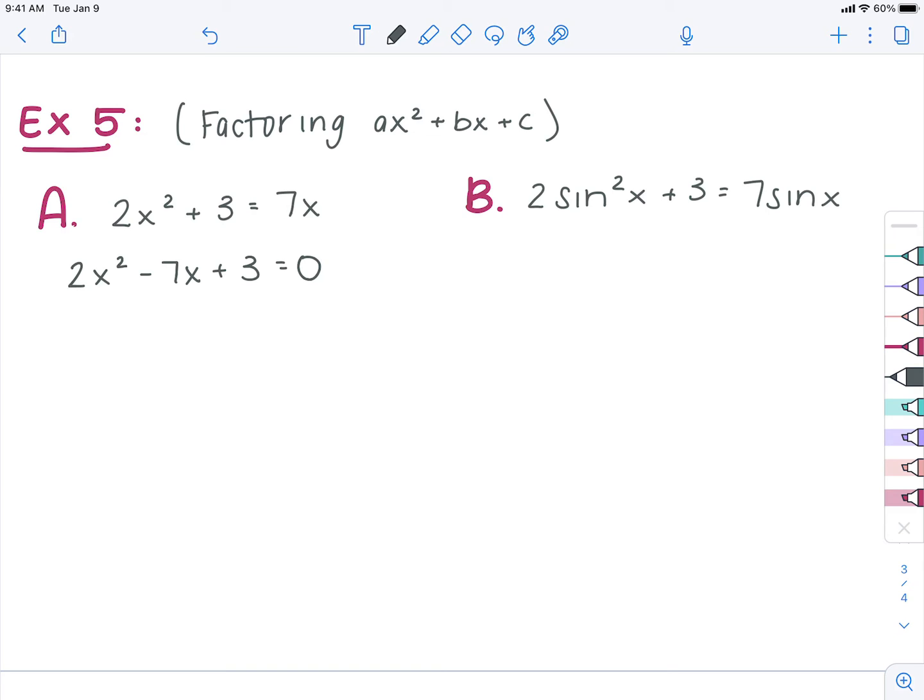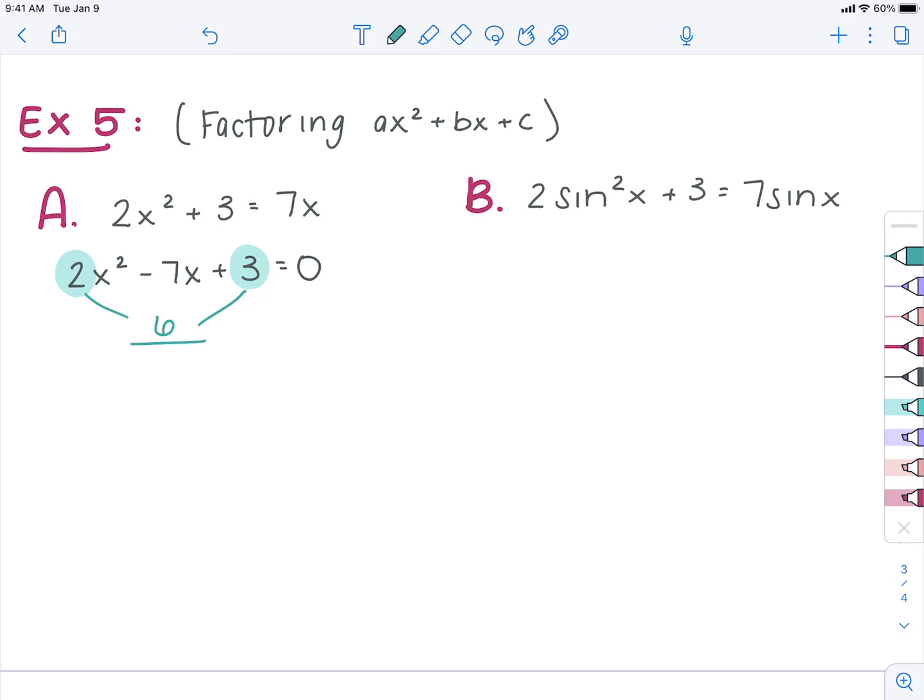Then I want to ask myself, okay, what's 2 times 3? 6. So I really want factors of 6 that add to negative 7. So anytime you have a coefficient in front of that x squared, we've got to multiply those, the constant and the coefficient together, and then find factors of those two.